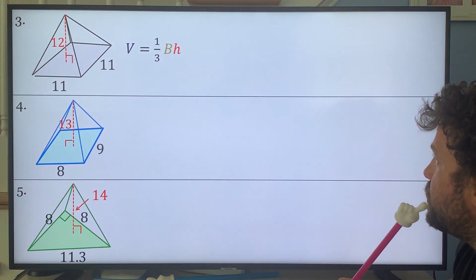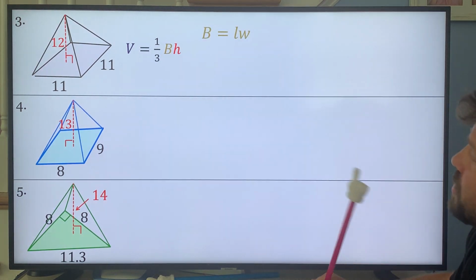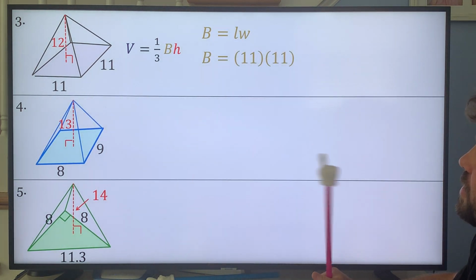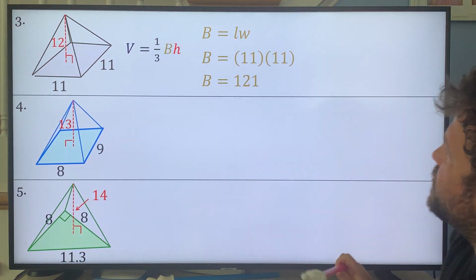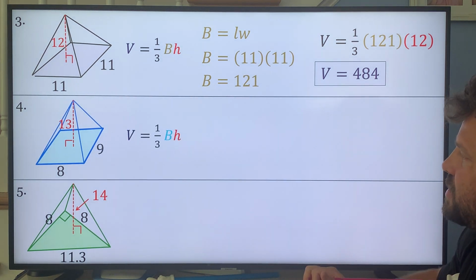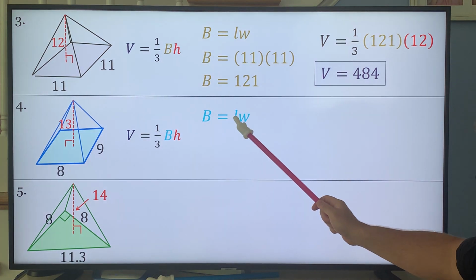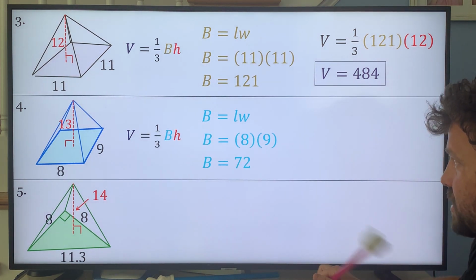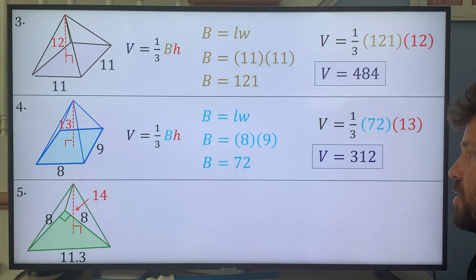Problem 3, the volume is 1/3 the area of the base times the height. A square base, 11 times 11 is 121. So the area of this is 121. The height is 12. So it's 1/3 of 121 times 12, 484. Pretty easy. Next, a rectangular base. You know the volume of a pyramid is 1/3 base times height. The base is length times width, once again, which is 8 times 9, which is 72. 1/3 of 72 times your height, which is 13. The answer is 312 cubic units.